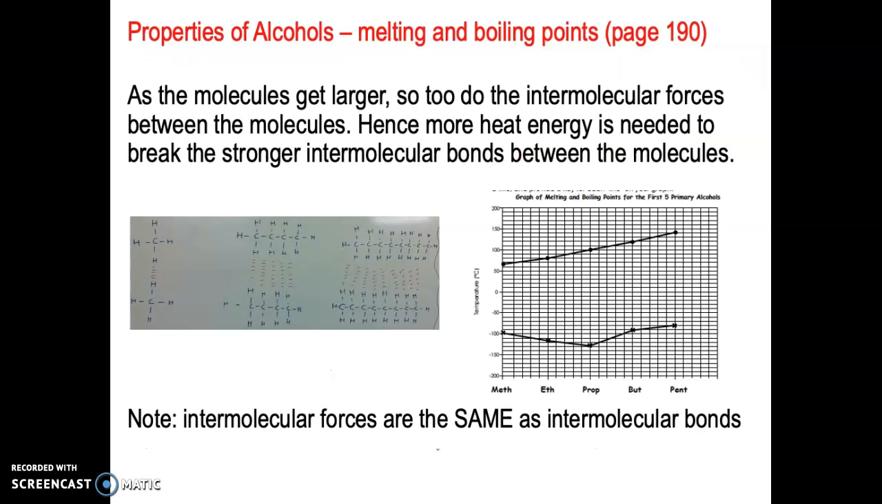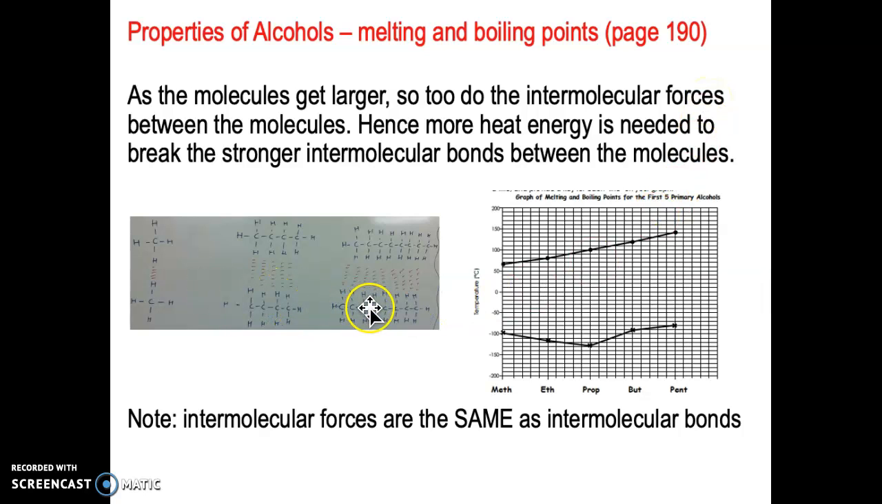Right, on to the trend in boiling points. As an organic molecule gets larger, so too do the intermolecular forces between molecules.